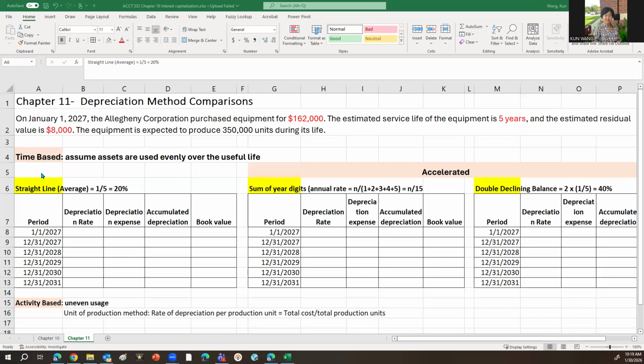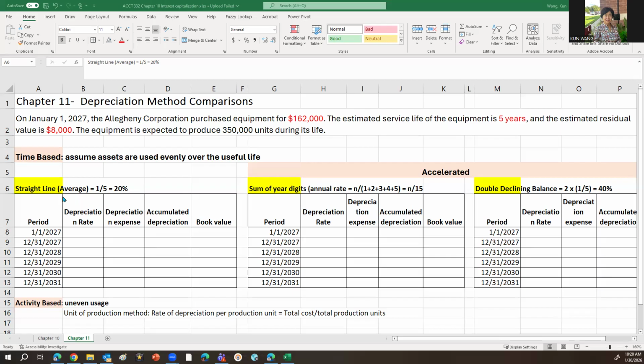Under the time-based, we have straight line. Straight line, you already know from your prior accounting courses. This basically means we average the cost of the assets over the useful life, what they call the straight line approach. So every year, every month, we are taking the same amount of depreciation. Normally, this amount is decided in the very beginning of the asset usage. So it is a very equal average method.